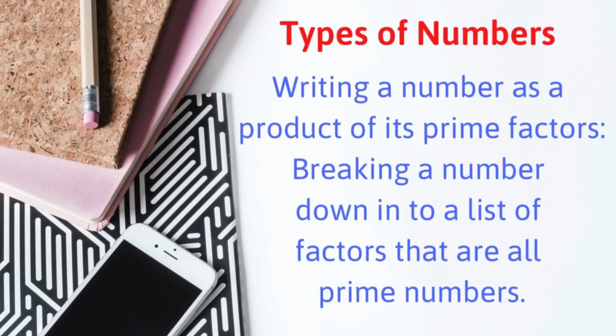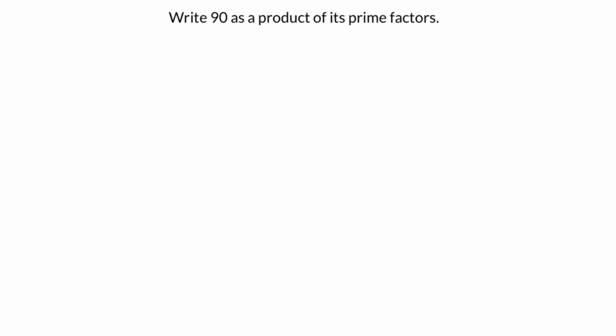The next thing you need to know for your exam is writing a number as a product of its prime factors. That means splitting the number down into pairs of its factors, and you keep going until you have a list of prime numbers. So let's have a go at writing 90 as a product of its prime factors. We'll put 90 at the top of the tree. So we're going to think of two numbers that we can split 90 down into. So we've got 9 times 10 makes 90.